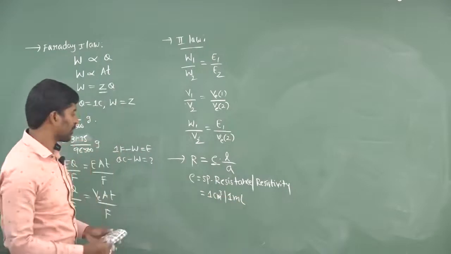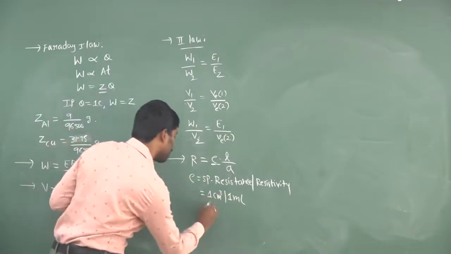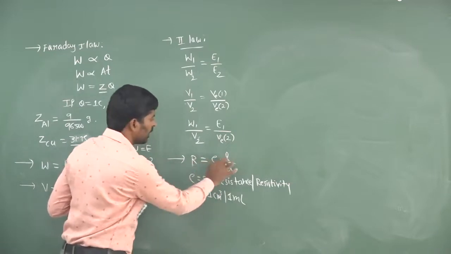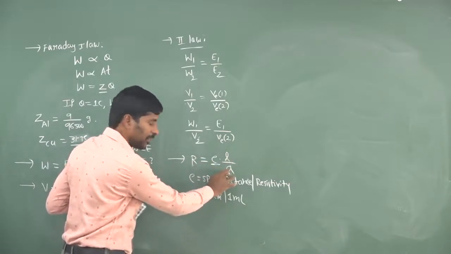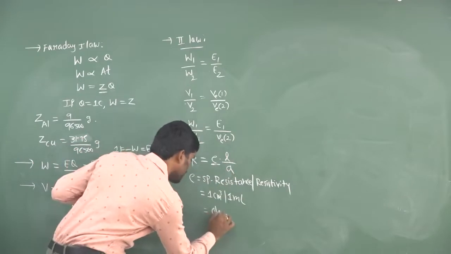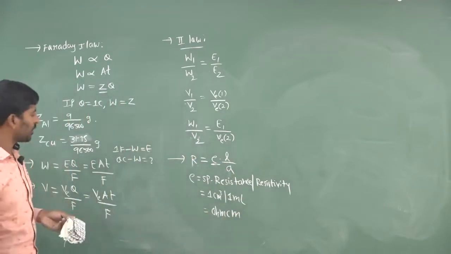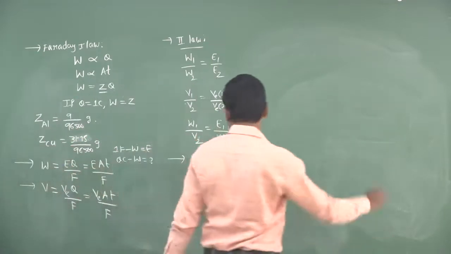What is the unit for rho? The unit for resistance is ohm. Here centimeter by centimeter square, so we get centimeter. So ohm centimeter. Ohm centimeter in CGS units, ohm meter in SI units. That is the expression for resistance.